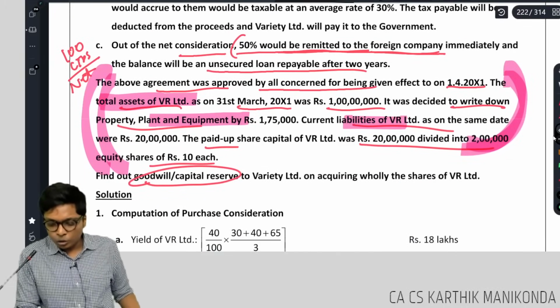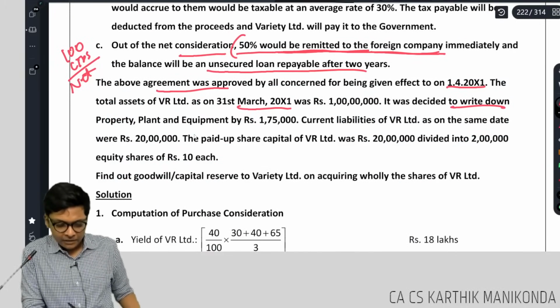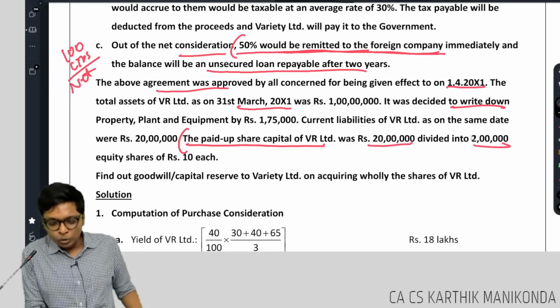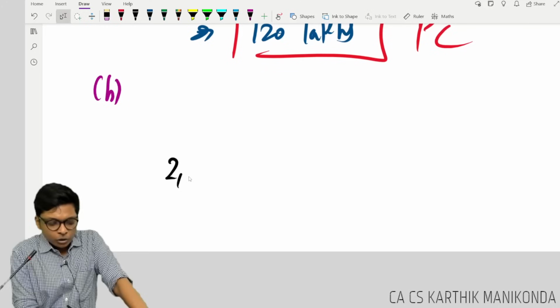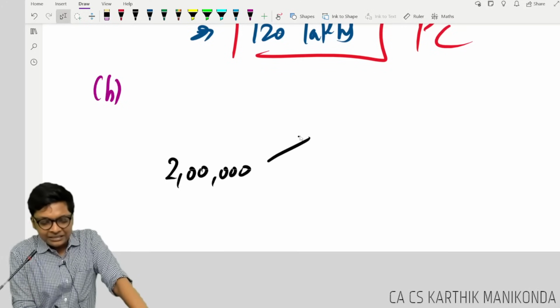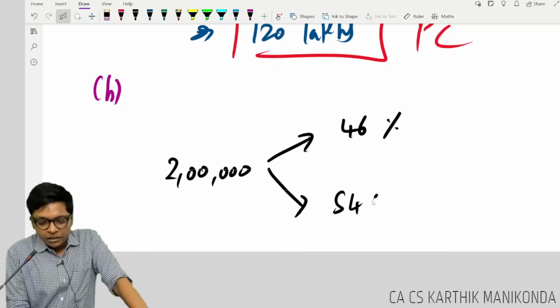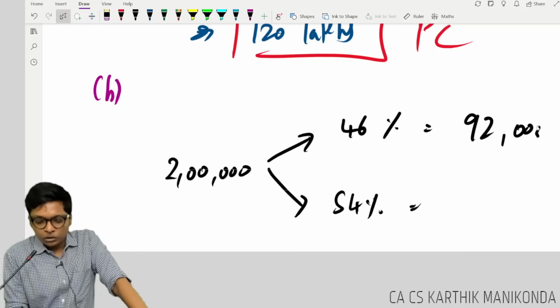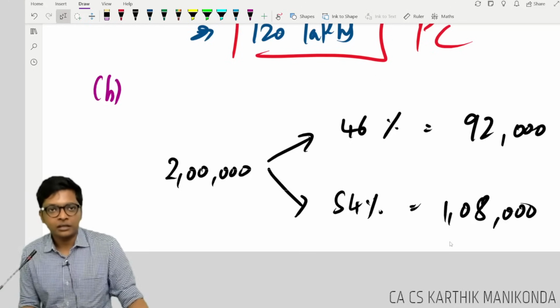How many shares are totally available in this question? Look at this. The paid up share capital of VR is 20 lakhs, 2 lakhs into 10. So now come down here. 2 lakh shares. I am already having 46, foreign is having 54. How much is this? 92,000 here. 1,08,000 only I am buying, correct?